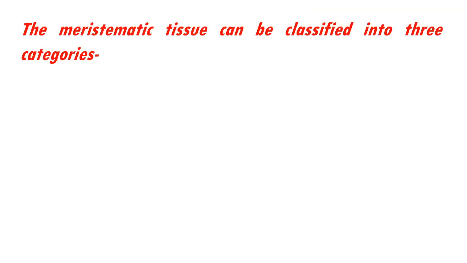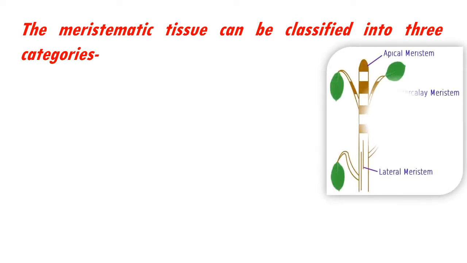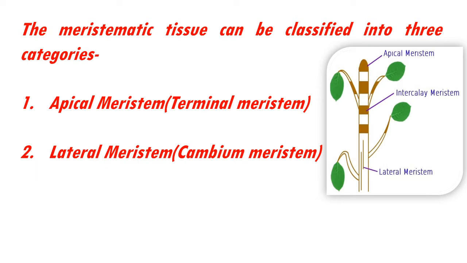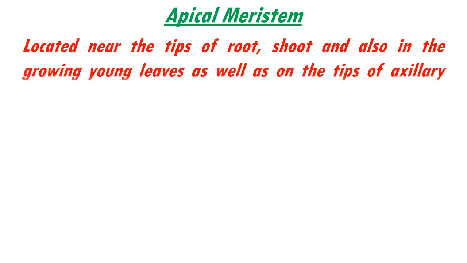The meristematic tissues can be classified into three categories: apical meristem, which is also called terminal meristem, then lateral meristem, also called cambium, and intercalary meristem. First we will take apical meristem. Apical meristem is located near the tips of root and shoot, and also in the growing young leaves, as well as on the tips of axillary buds.